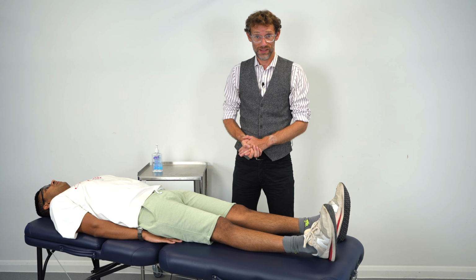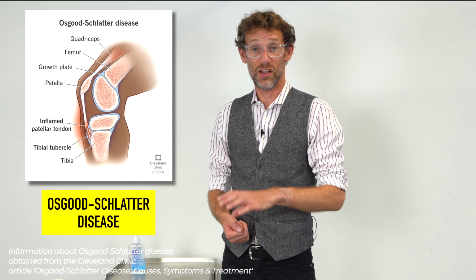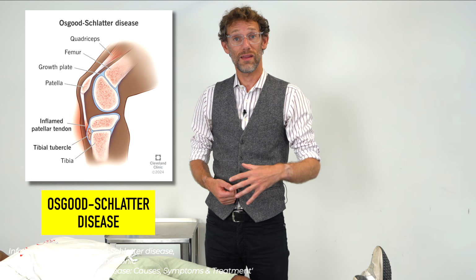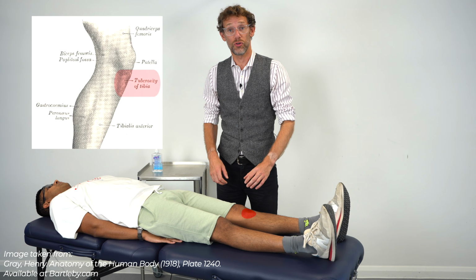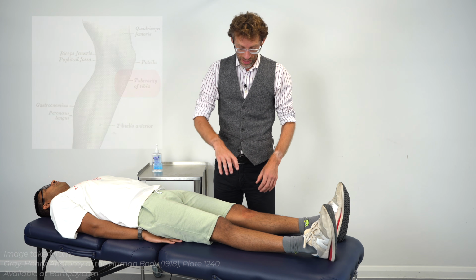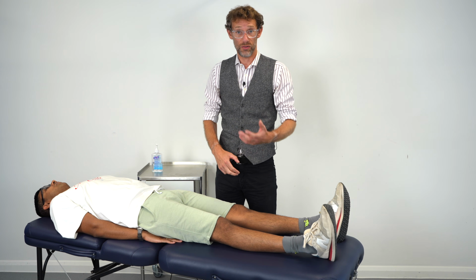for Osgood-Schlatter's disease. With Osgood-Schlatter's we have a potential tightness of the quads, meaning that when the knee is moving we're getting increased pressure on the tibial tuberosity, causing pain and what we call a traction injury as the patella pulls firmly on this area of growth.